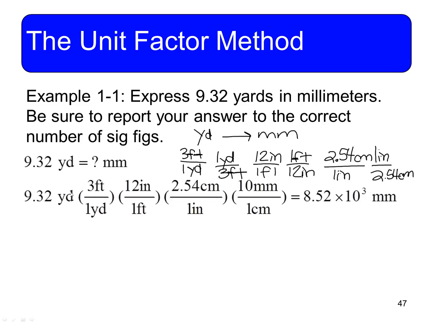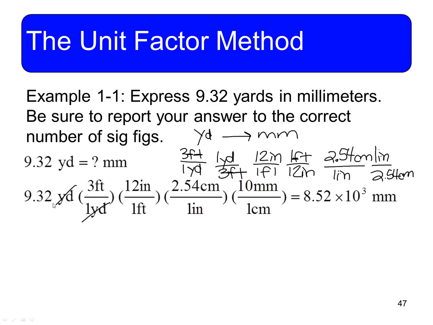Okay, so we start out with 9.32 yards. That's what we're given. So that's what's stated. So we write this out. We know that we're going to have yards in the denominator. Okay, and so we're going to cancel the yards. Okay, and we have feet that's left over, but we're not looking for feet. We're trying to find millimeters. So here we've got to continue on.